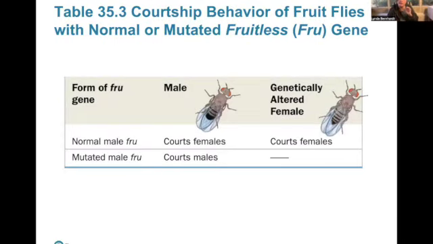So here they were looking at this particular gene, and they were looking at mating rituals. Fruit flies, as we've talked about before, are used a lot in genetic research because their generations are like this. So you can learn a lot really fast. So the normal male, the male that has the proper typical Fru gene, would court females. If they gave the female the Fru gene, she courted females. So basically, lesbian fruit fly. If they mutated the male Fru gene, then that male fruit fly courted males.